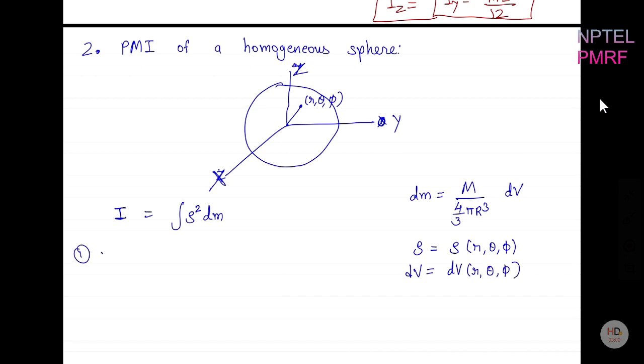So the first thing, which is rho, is, let's say we are calculating about the z-axis because we are measuring theta along that. Then if this is r, then our rho is simply r times sine theta. Okay, so this is the first relation. The second thing, dv, is, we know in polar coordinates we have r square sine theta dr d theta d phi.